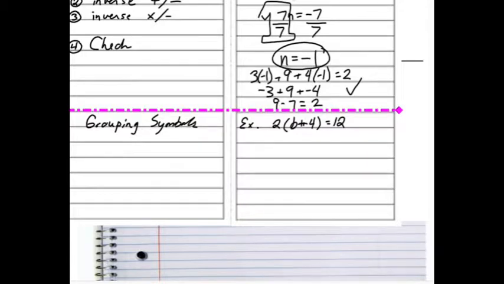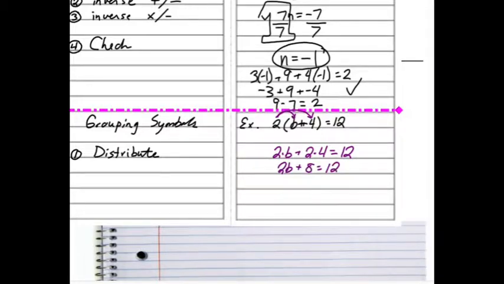The first thing we always want to do when we're working with grouping symbols is to distribute if necessary. We've practiced this before, but not in combination of solving equations. So first we're going to distribute to clear out our parentheses. So I'm going to distribute my 2 to the b and to the 4. So I get 2 times b plus 2 times 4 equals 12. And then I can solve that through. So 2b plus 8 equals 12.